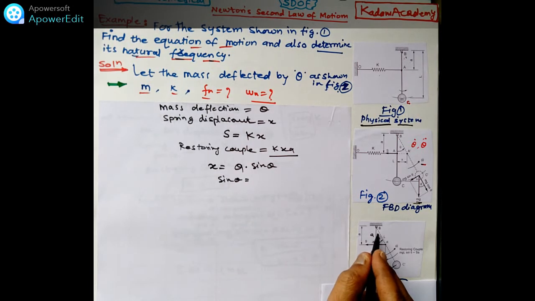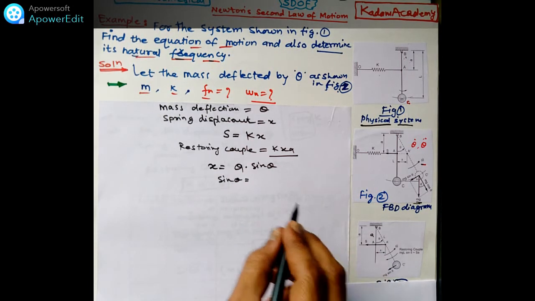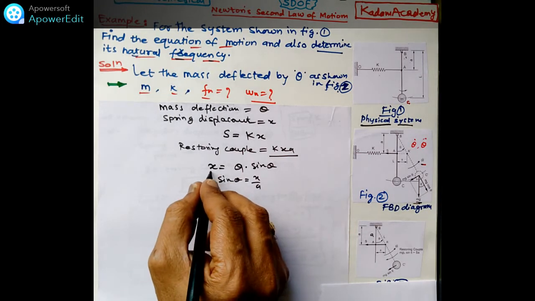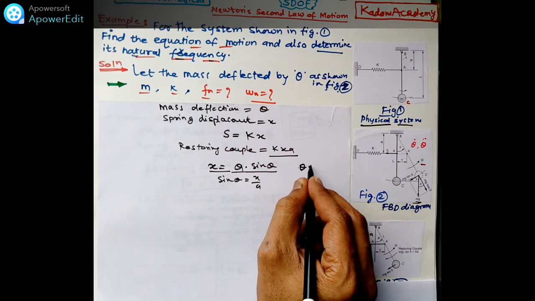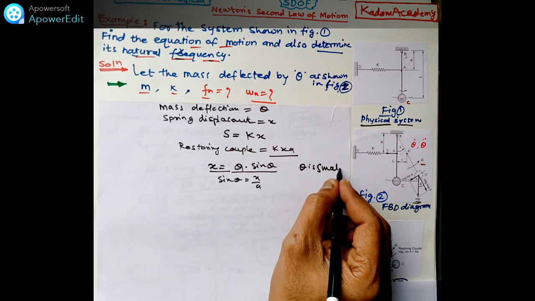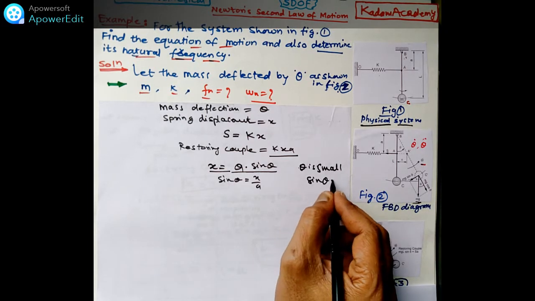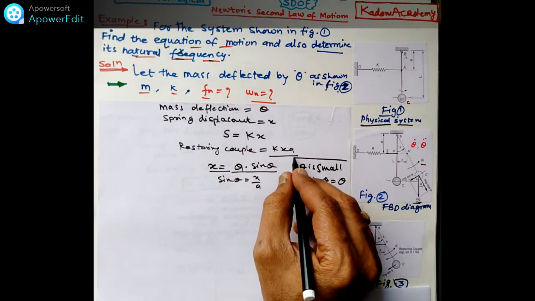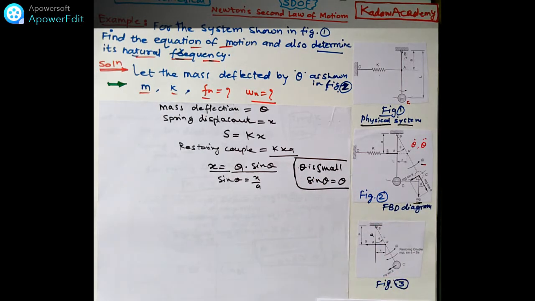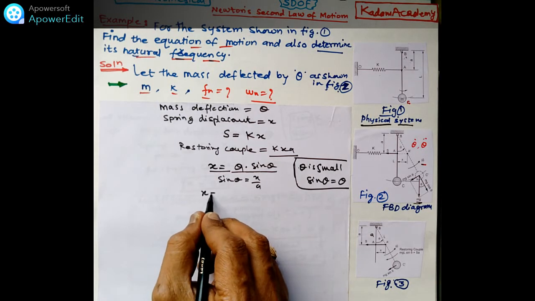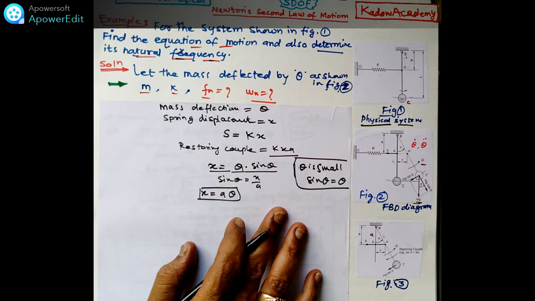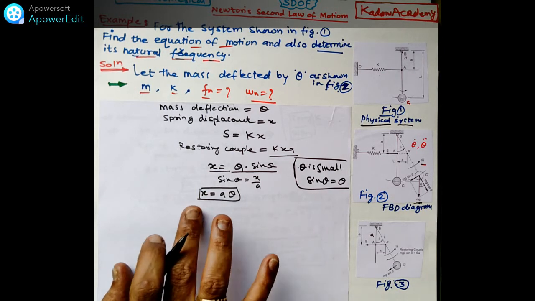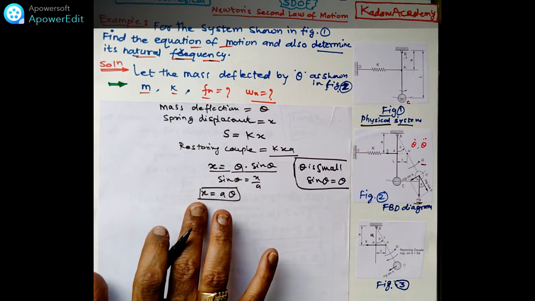We can write sin theta is equal to this side upon this side, means x by a, or x is equal to a into sin theta. As theta is a small value, sin theta becomes theta. This is the generalized result: when theta is very small, sin theta becomes theta. So we can write x is equal to a into theta. This is one step to find out this displacement. We have found the value of the displacement x.